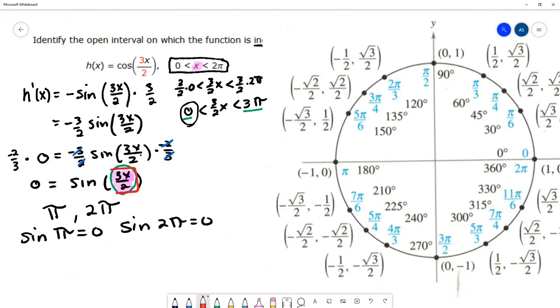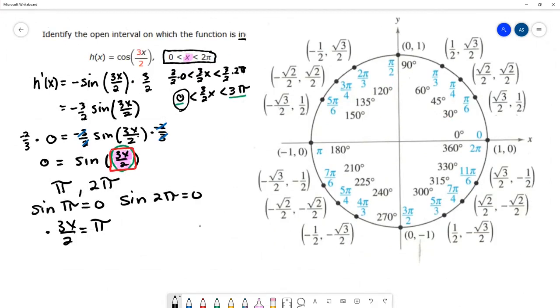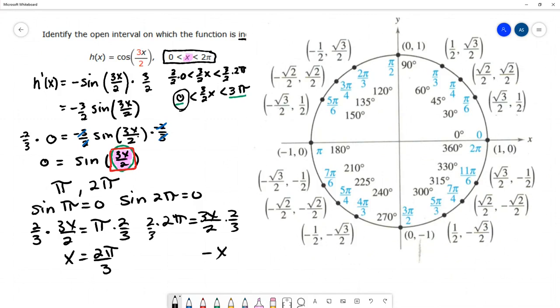But remember, we have this different angle here. So we need to set that angle, 3x over 2, equal to pi to figure out what x is. So we'll multiply by 2 over 3, and we get x equals 2 pi over 3. And we'll set 2 pi equal to 3x over 2, multiply by 2/3, and we get x is equal to 4 pi over 3.